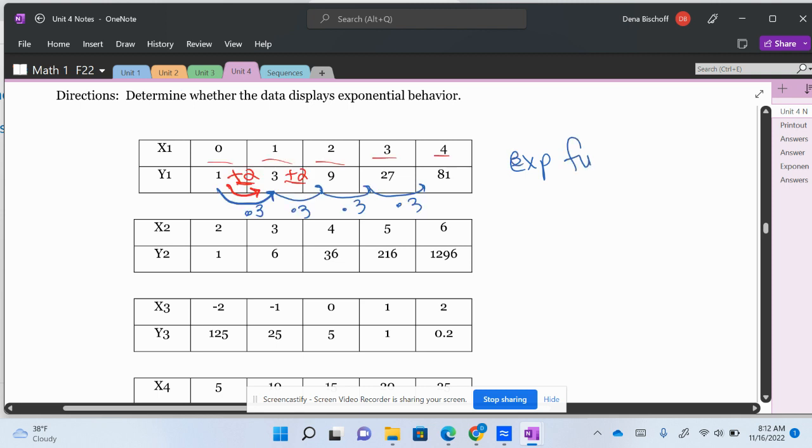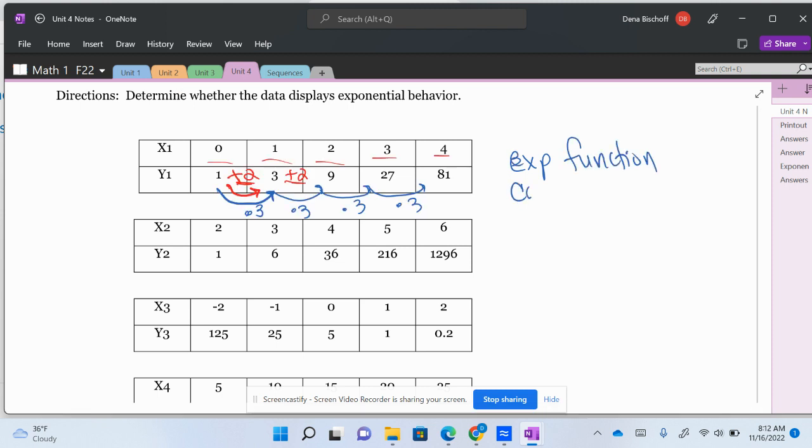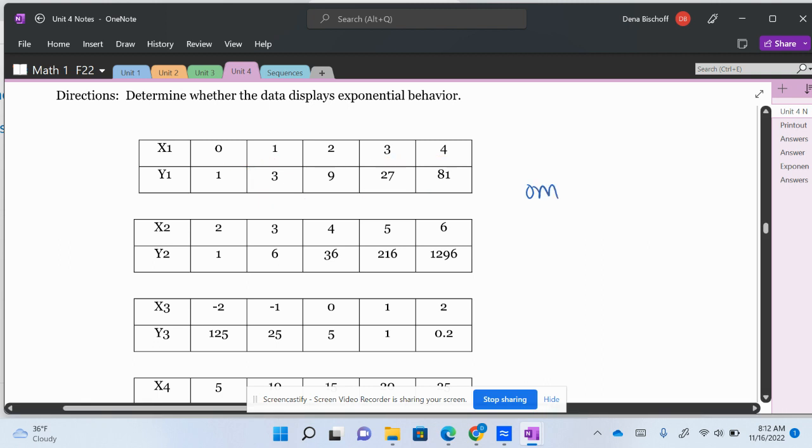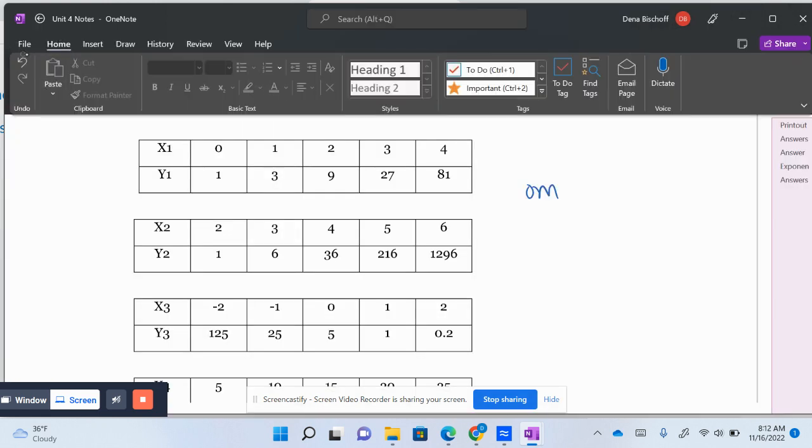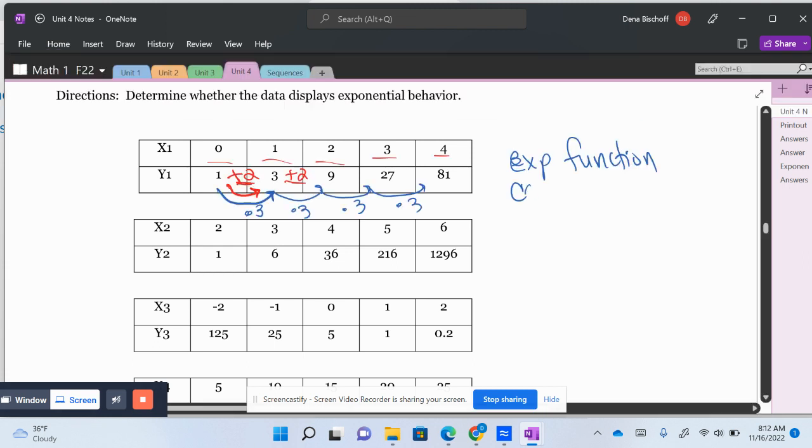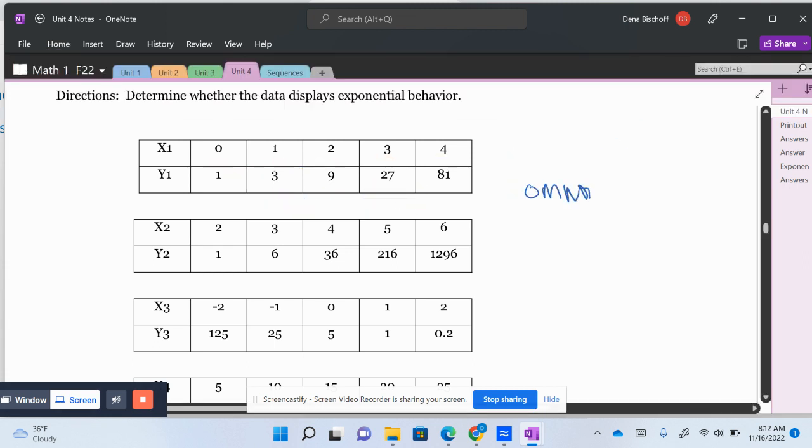Whoops. I don't know what is going on. I really don't know why it's doing that.